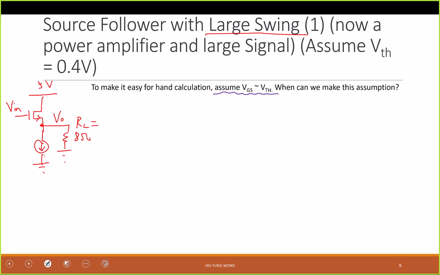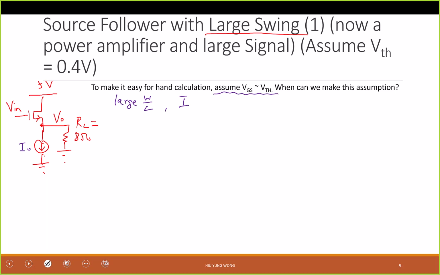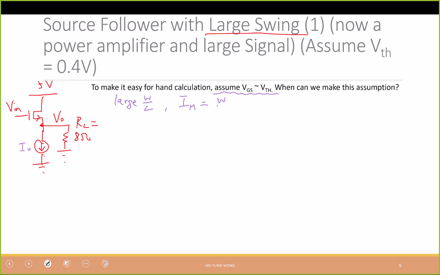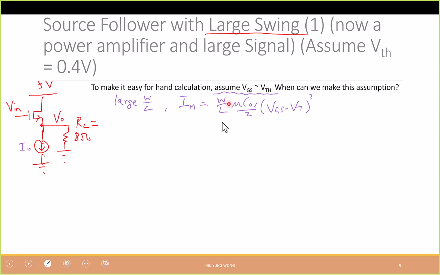So what does it mean? Then it means that we have a large W on L. Why? Because the current I, I should call this I0, if I call this IM, the transistor current, I cannot say it's equal to I0 now. IM equals W on L, mu Cox divided by 2, (VGS minus VT) squared. If I have a large W on L, VGS minus VTH is small, right? For a given current.